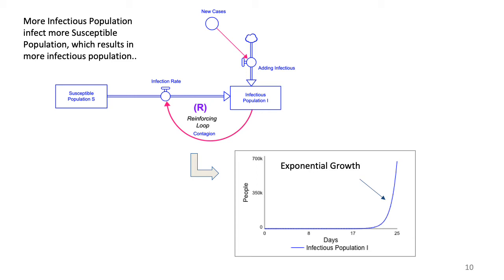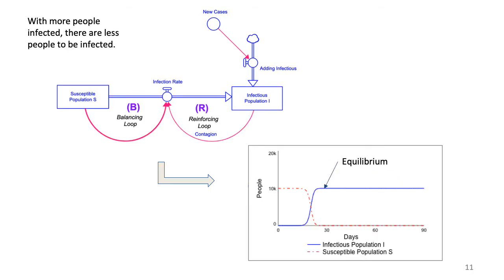But will the number of infectious population continue to grow, or will there be a limit? Yes, you're right, there will be a limit. With more people infected, there are less people to be infected, which limits the growth of infection. We call the loop between the susceptible population stock and the infection rate a balancing loop labeled with the letter B. You can see the resulting behavior in the chart below. The blue curve reaches a maximum and then equilibrium at around 10K, where the red dotted line declines to 0, reflecting a decline in the susceptible population.